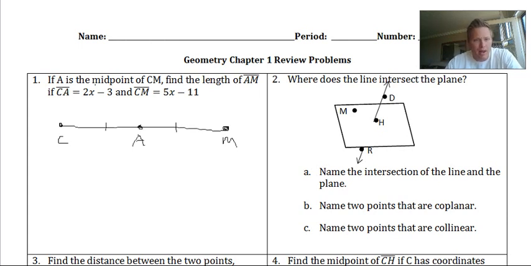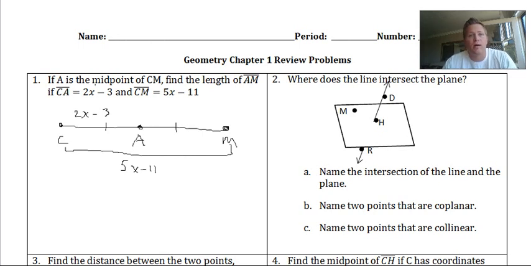It's the middle point that we have right here, which means that these two segments are congruent. Okay, so now that I have that labeled, it says find the length of AM if CA is 2x minus 3. So we know this segment right here is 2x minus 3. And we were also told that the whole segment from C to M right there is 5x minus 11. Okay, so I'm looking at this. I'm going to use my segment addition postulate, which means that this segment and that segment added together are going to equal the full thing that you gave me.